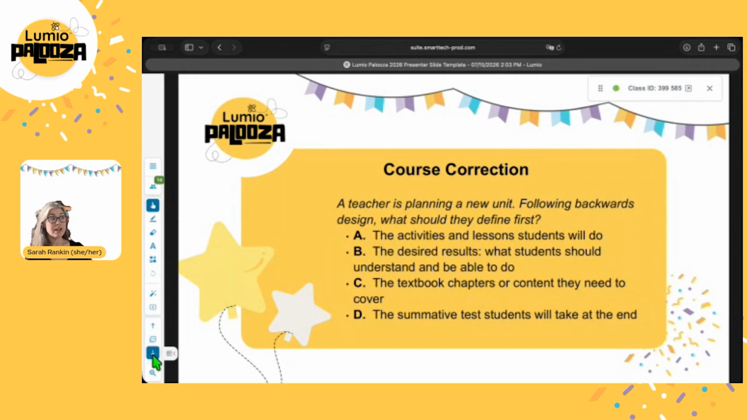The wrong answer can actually give us just as much information about what the child needs and has learned as the right answer does. And that's what we really need to be critical of when choosing options: making sure that the wrong answers are designed in a way that gives you insight into why they got it wrong and what they're thinking. So for example, this question up here: a teacher is planning a new unit. Following backwards design, what should they define first? The activities, the desired result, the textbook chapters and the content, or the summative test?